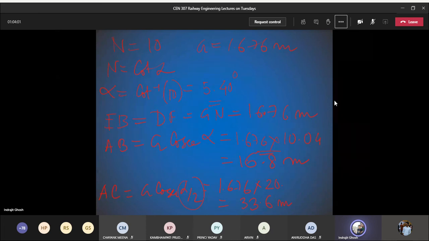What is left? BD, the other diagonal. It is 2 AB multiplied by sine alpha over 2. The AB value we just got is 16.8, so 2 times sine of 5.40 divided by 2 will give you the value of BD. As per my solution, it is 1.7 meter. Okay, so you know everything. You are in a position to lay it at the site.